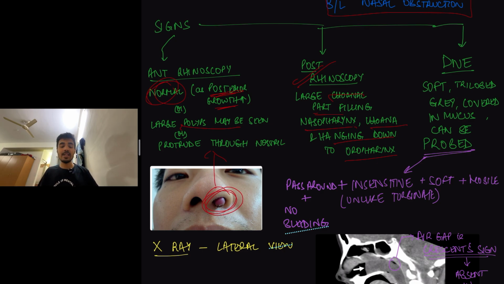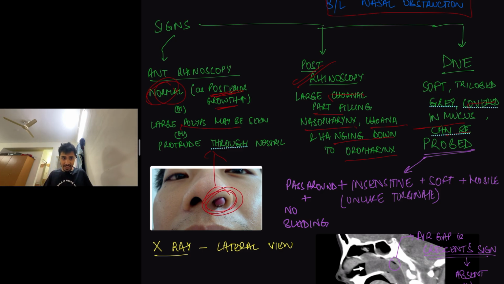Then, when I go for diagnostic nasal endoscopy, what can I see? I can see that there is a soft, trilobed, grey, glistening polypoidal mass covered in mucus. Understood? And what will I do? I will do probe test. I will pass a probe and I will try to move it around.